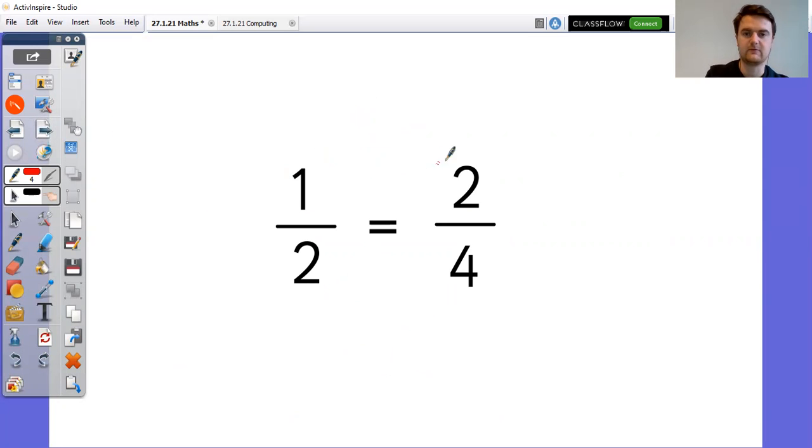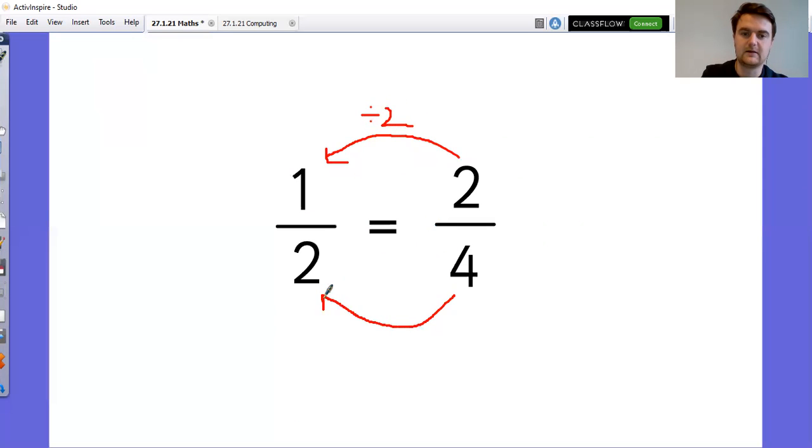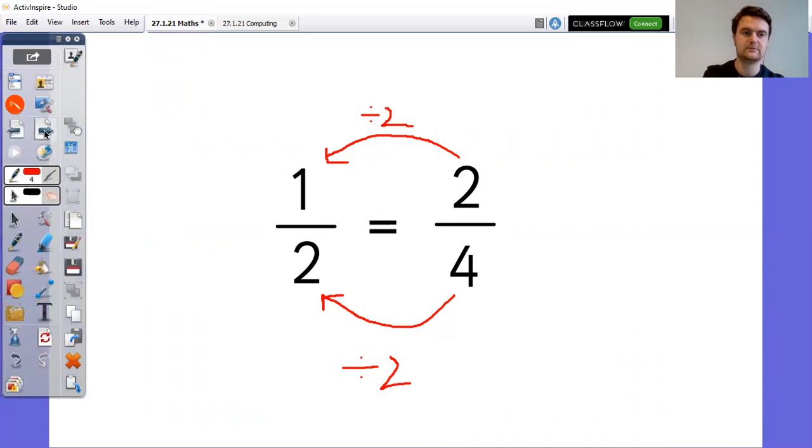So I can see that those fractions are equivalent. And I can do the same the other way around. So if I had 2/4 and I was trying to find an equivalent fraction, I could divide both the numerator and the denominator by 2 to find out an equivalent fraction. So let's have a look at some examples.